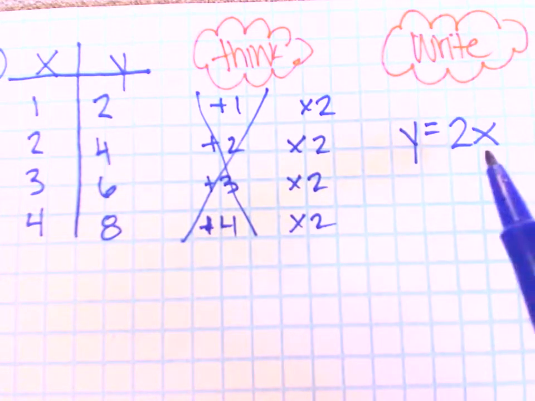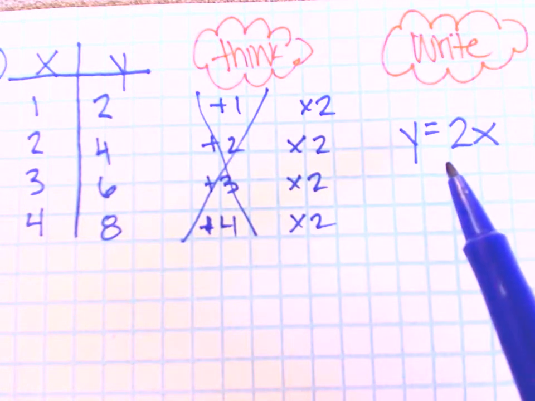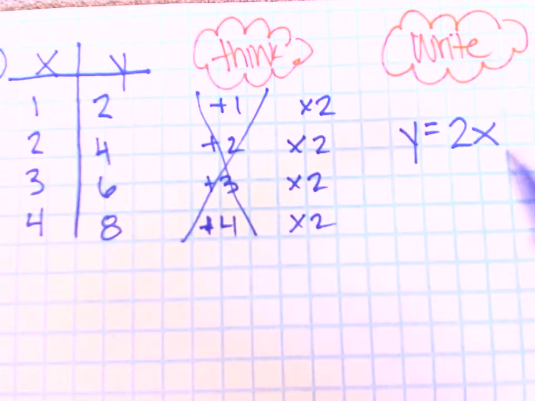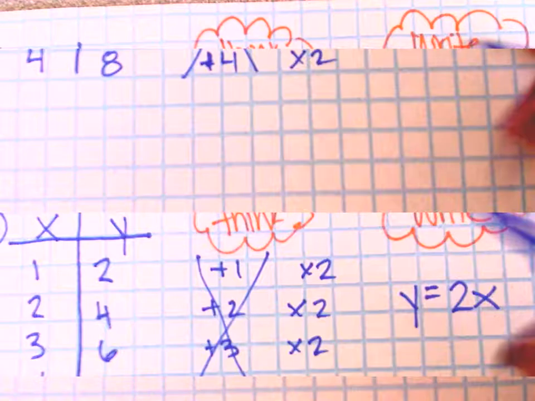2 times 1 is 2. 2 times 2 is 4. 3 times 2 is 6. 4 times 2 is 8. That works. So that's my answer.